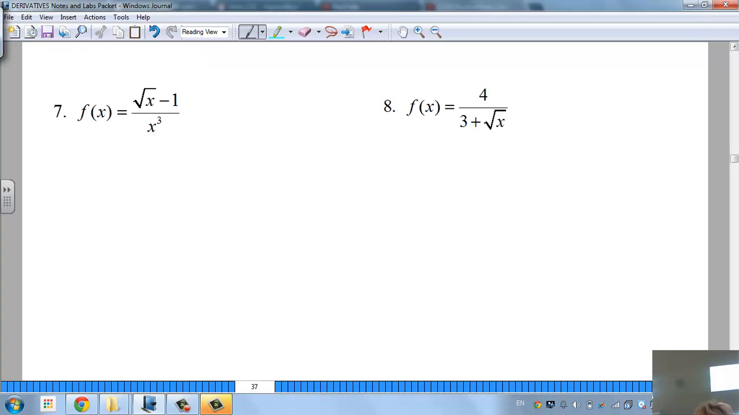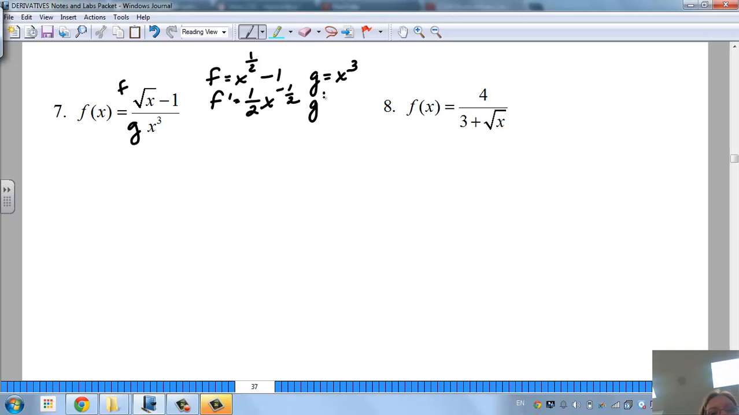Okay. So I have another quotient here. You can shut the video off and try it yourself and then come back. That would be good practice. So here's f and here's g. f is going to be, I'm going to write it like this, x to the 1 half minus 1. f prime is going to be a half x to the negative a half. g is going to be x cubed. g prime is going to be 3x squared.